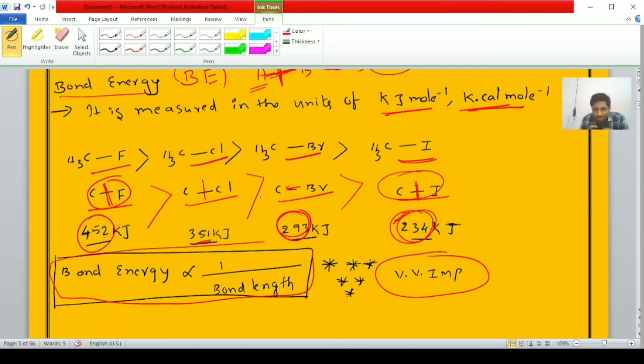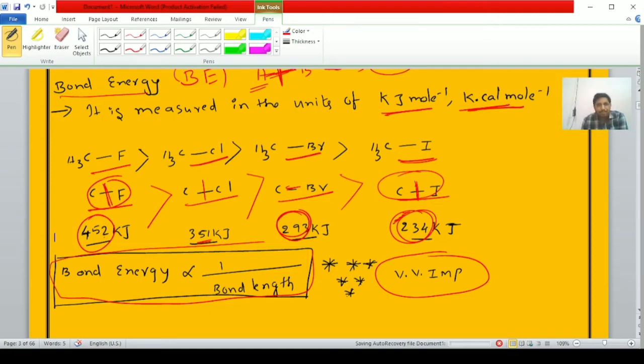If you stretch a rubber band, then the rubber band can be cut very easily. Hence, the bond energy will decrease. That's why, student, as length increases, the bond can be broken very easily. Therefore, the bond energy is inversely proportional to the bond length.